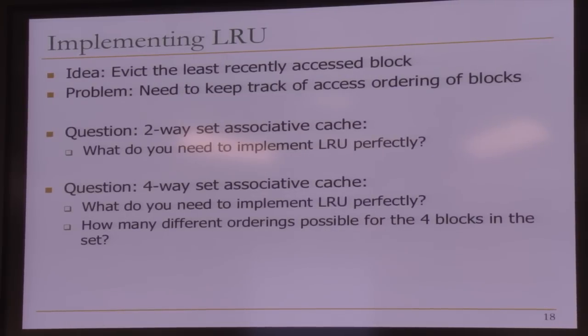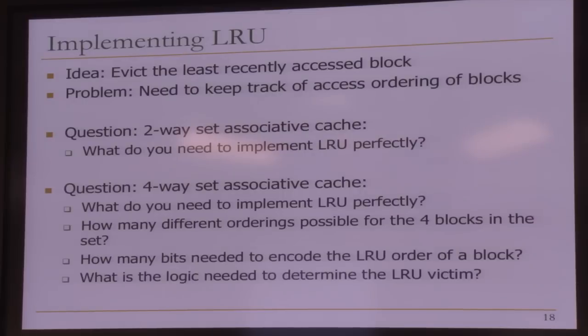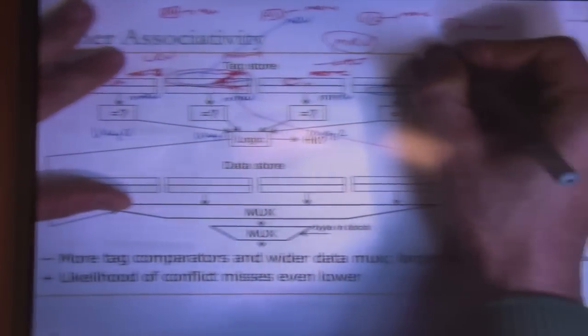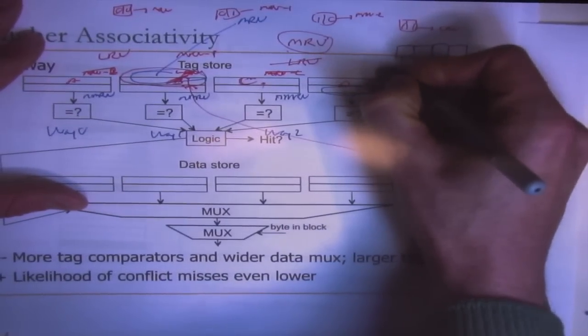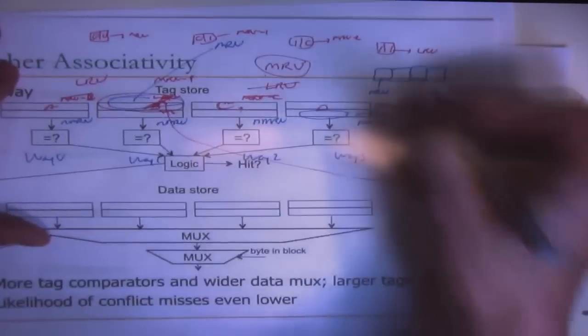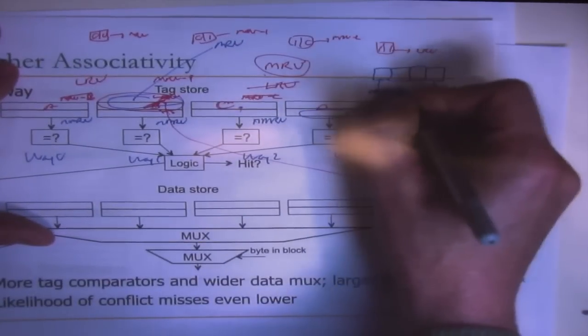In this case, it's pretty flexible. But if you have a four-way associative cache, there may be really 4 factorial different orderings that are possible. And that determines how many bits you need to encode the LRU order of a block. Well, why is it 4 factorial? You can think of it this way, right? You have 4 potential positions, MRU, you can see this, right? And then to LRU, and this is MRU minus 1, minus 2.